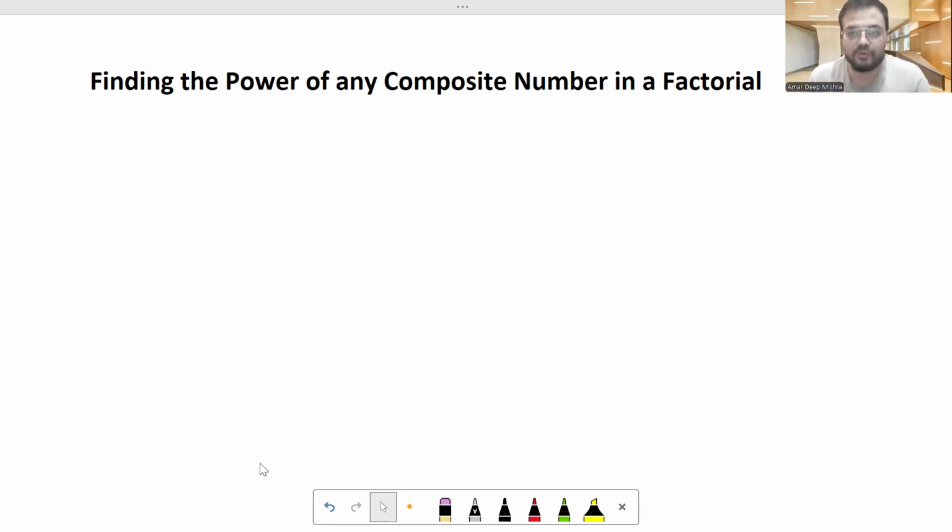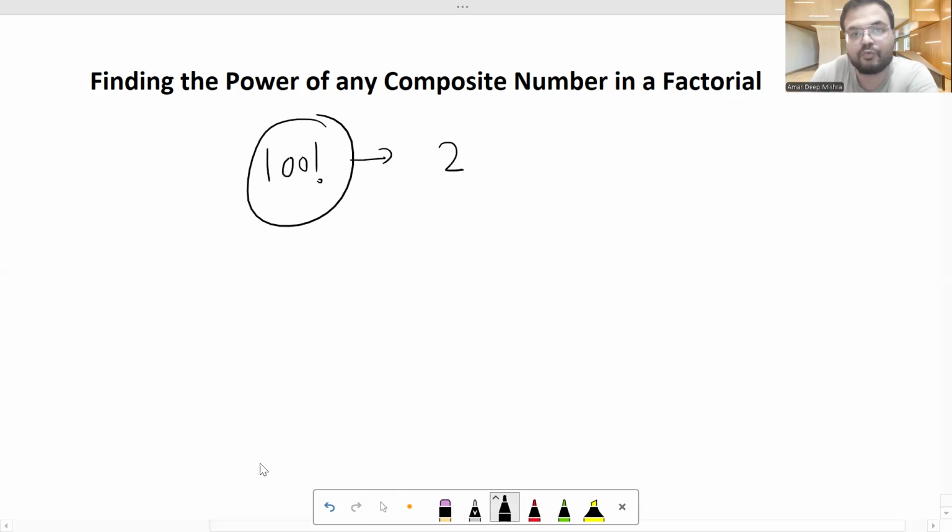So basically in this video, I am going to talk about how to find out the power of any composite number in a factorial. Now, please focus here. Suppose you have this number 100 factorial and you have to find out the power of 2. If you expand this 100 factorial, how many 2's will you have in it? That is what you have to find out. So see here, 2 is a prime number, so we can use the same method that we use to find out the power of 5.